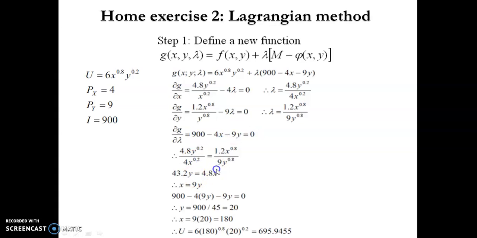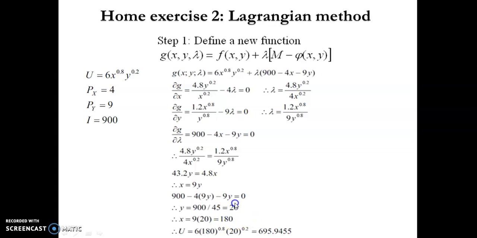X is equal to 9y. Substitute that in. That's going to give me 900 minus 4 times 9y, that's minus 36y, minus 9y, that's going to give you minus 45y. If you take that over, it becomes positive. Therefore, y is 900 divided by 45. And what do you notice? Y is equal to 20. Similarly, x is equal to 9 times 20, 180.